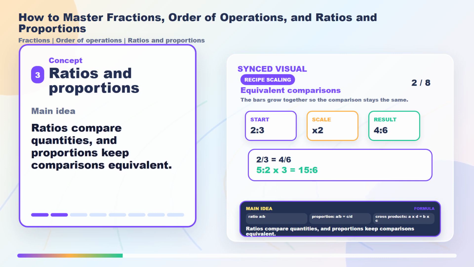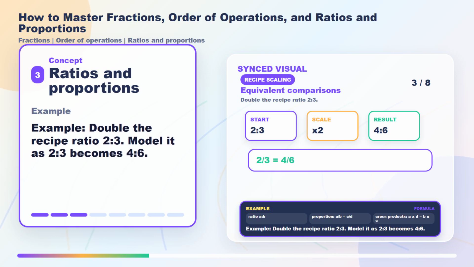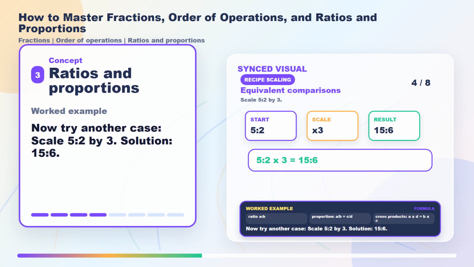The formula to keep on screen is ratio A to B, proportion. A over B equals C over D. The bars grow together so the comparison stays the same. Let's model this case. Double the recipe ratio 2 to 3. We model it directly. 2 to 3 becomes 4 to 6. This builds the mental model before we add more steps. We scale both quantities by the same factor.